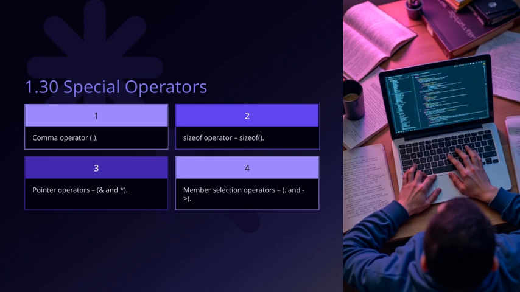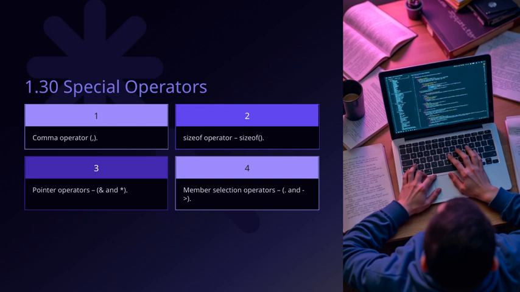First up is the comma operator, which allows us to separate multiple expressions where only one is expected, and it returns the value of the last expression. It's quite handy in certain situations. Next, we have the pointer operators, which are the ampersand and the asterisk.